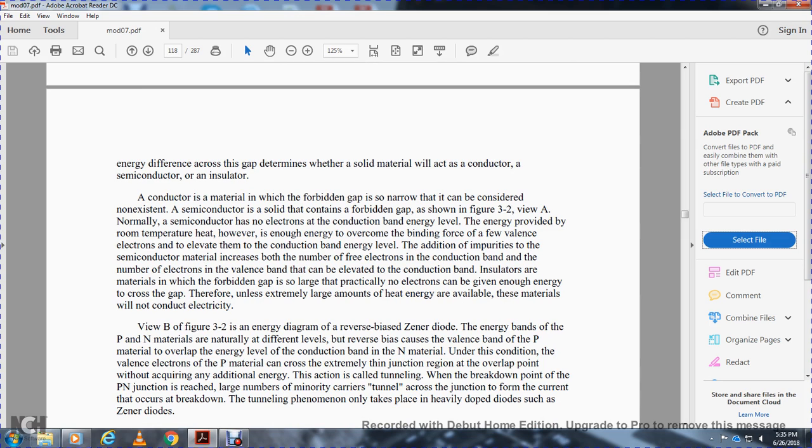The gap is shown in Figure 3.2, view A, with a normal semiconductor with no electrons in the conduction band. At room temperature, the heat energy provided is enough to overcome the binding force of the free valency electrons and elevate them to the conduction band energy level.